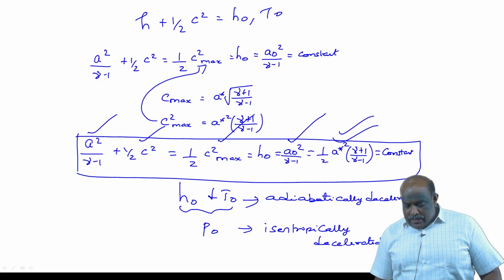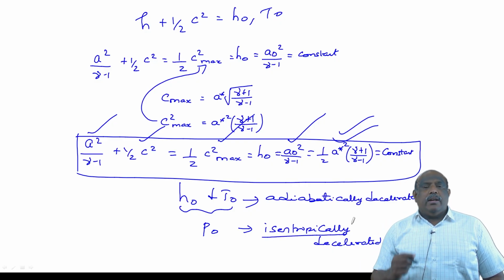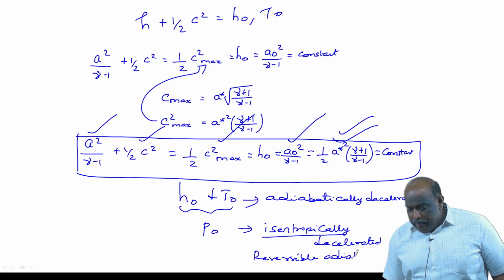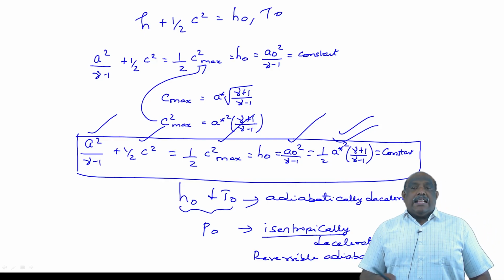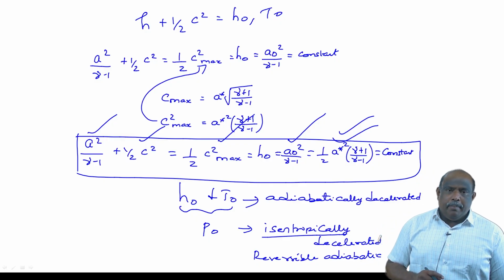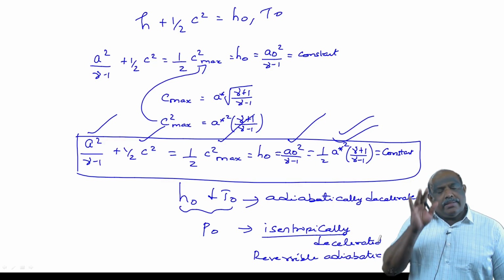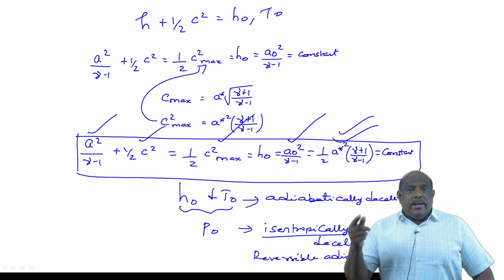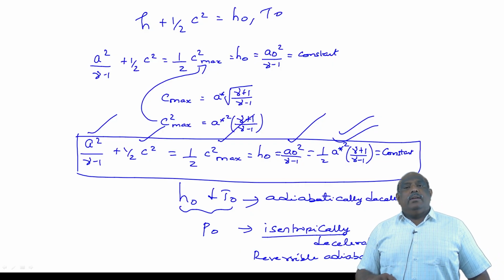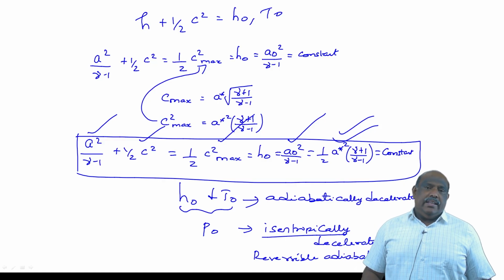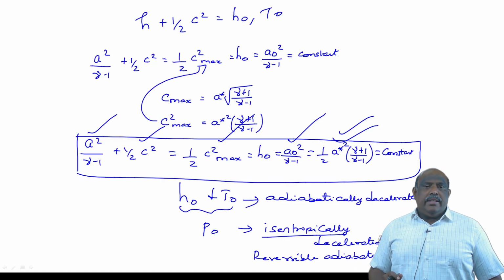When I come to P naught, it is called isentropic. You also know the meaning of isentropic is nothing but what? Reversible adiabatic. So it is not enough to be adiabatic; it should be adiabatic as well as reversible. Then only can I get P naught. Whereas if I want to get T naught, it is enough to make it adiabatic. If I want P naught, it should be not only adiabatic but also reversible. If this concept reaches your mind, then solving problems is very, very easy. Our numericals are very easy.